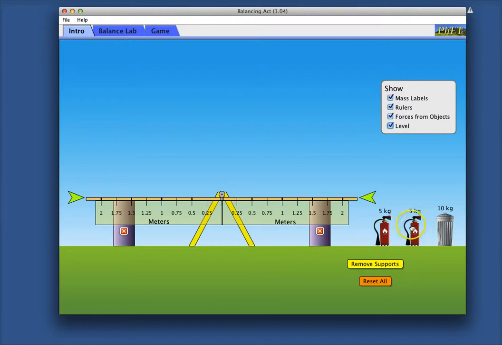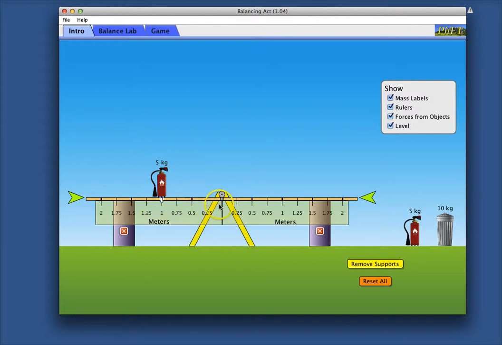These are the masses available to us: 2 fire extinguishers of 5 kilograms each, and 1 garbage bin of 10 kilograms. That's the reset all button, and we can remove supports and you can add them back as well if you press the same button. Now let's see what happens. We take this mass and move this to the left hand side of the fulcrum to the 1 meter position. So this distance is 1 meter from the fulcrum.